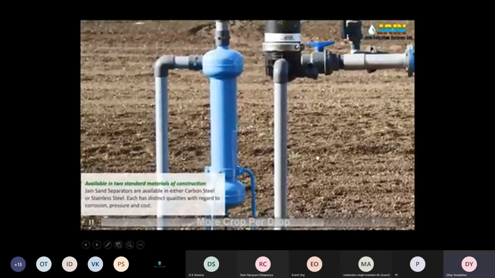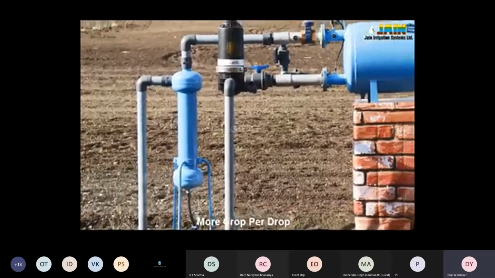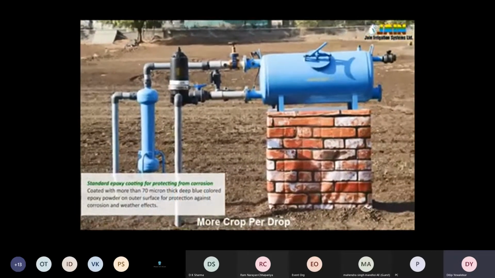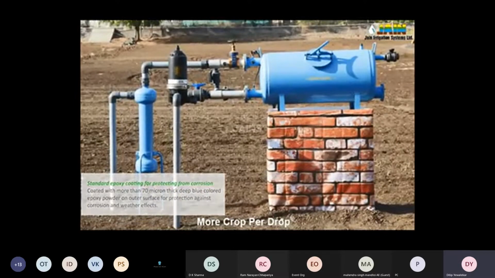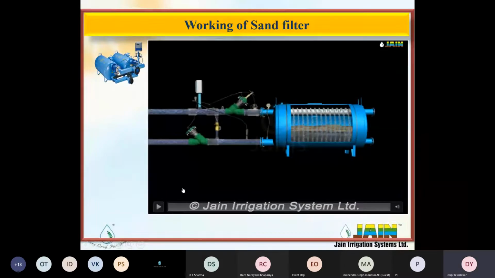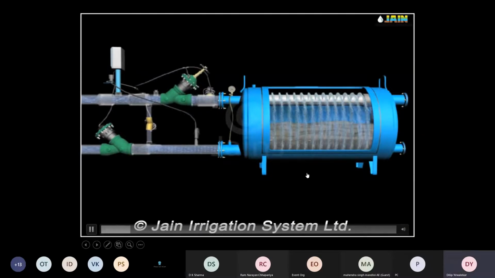So this filter is more effective when the water contains a lot of silt particles, particularly in canal irrigation. Wherever there is a canal and the farmer is using the canal as a water source, this filter is more effective. Then another filter is the sand filter. In the sand filter, the media itself is sand.